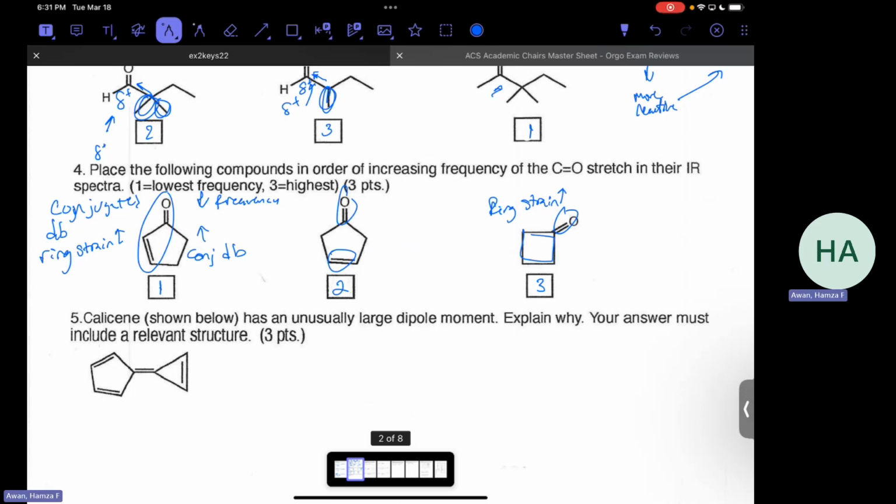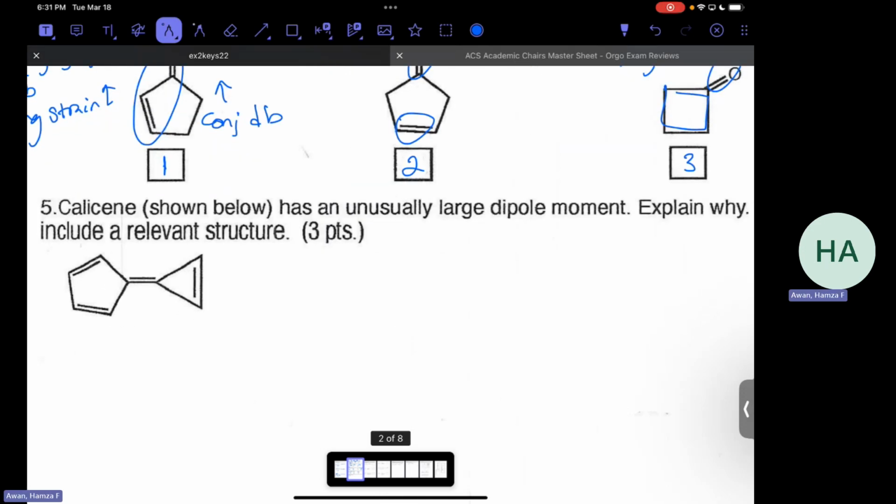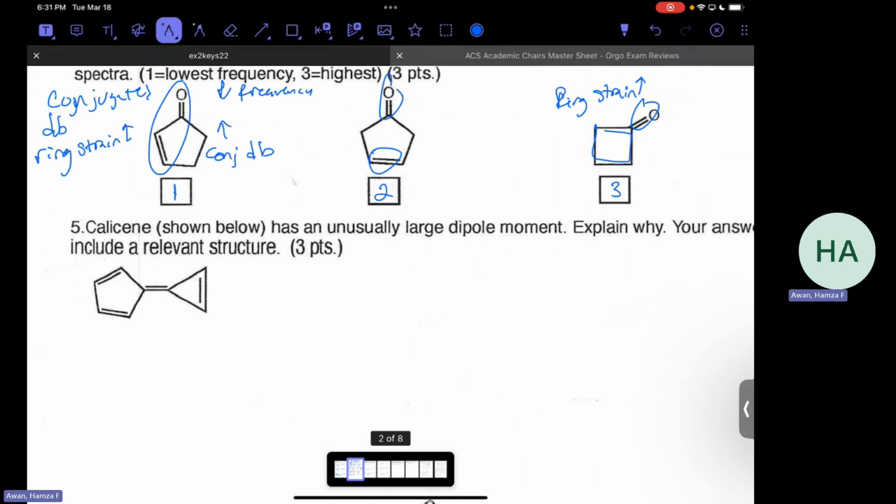No questions? Okay. Calicene has an unusually large dipole moment. Explain why. I don't know if you guys will see anything like this on your exam. I feel like this kind of question will be replaced with the Diels-Alder question. I'm still going to go over it though.